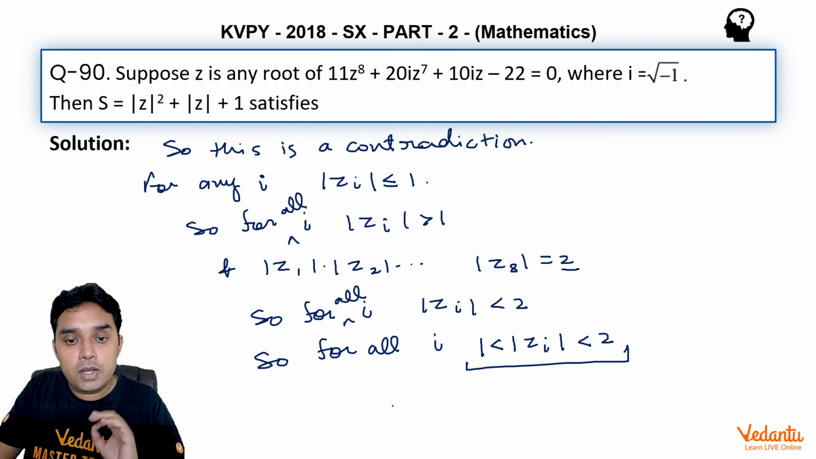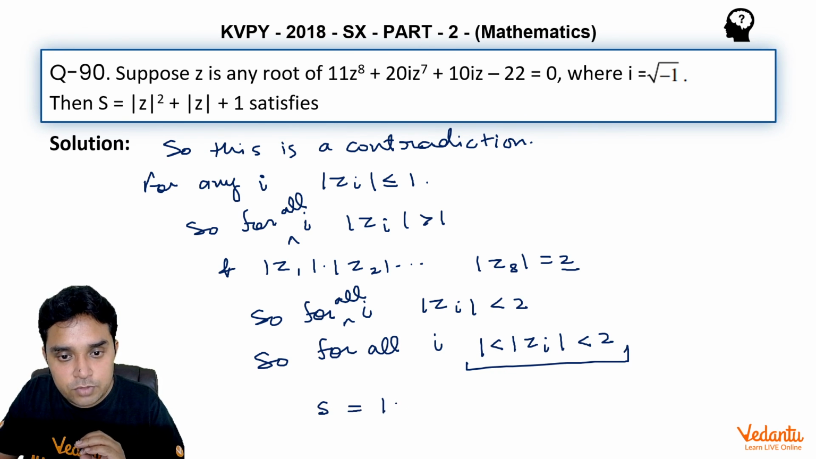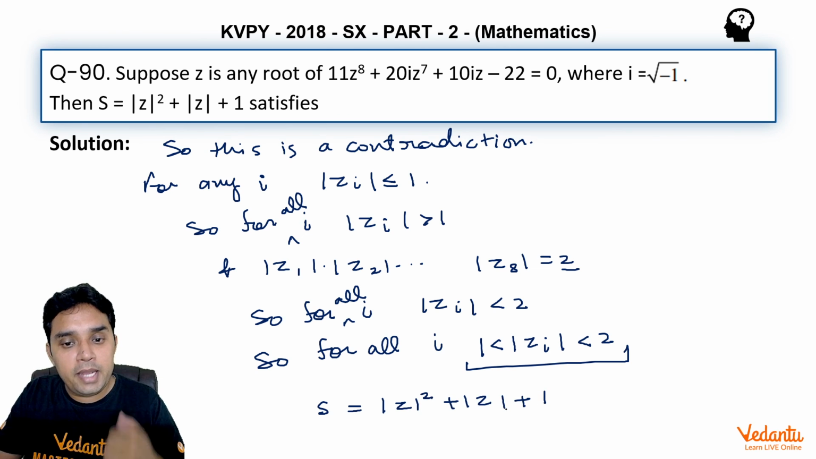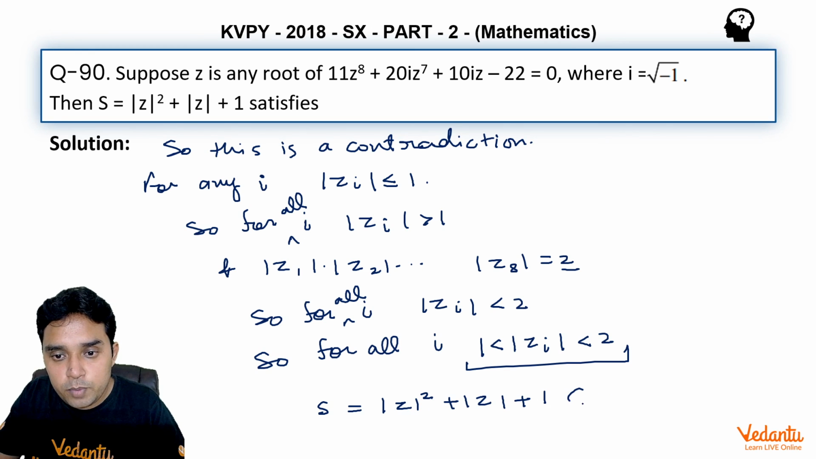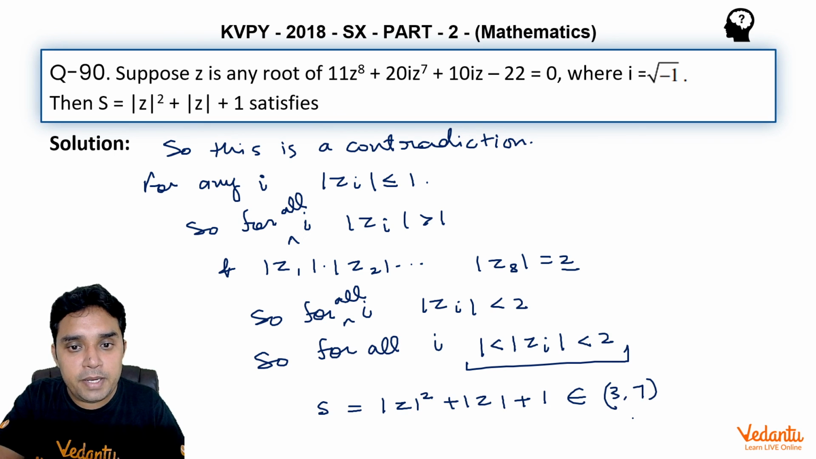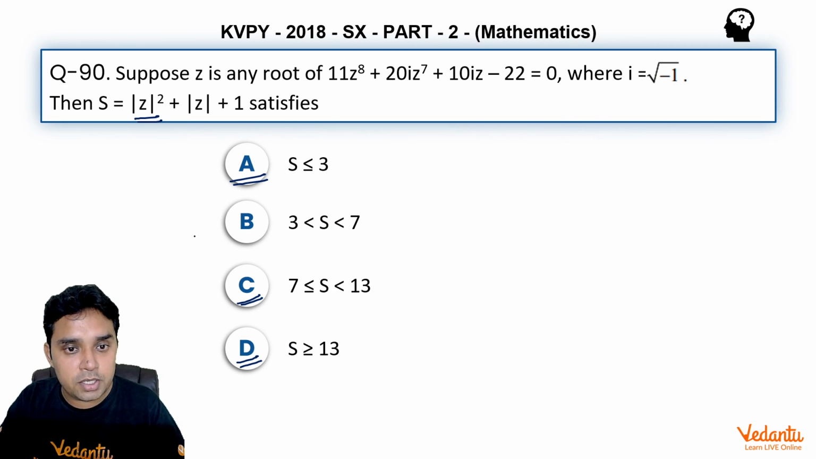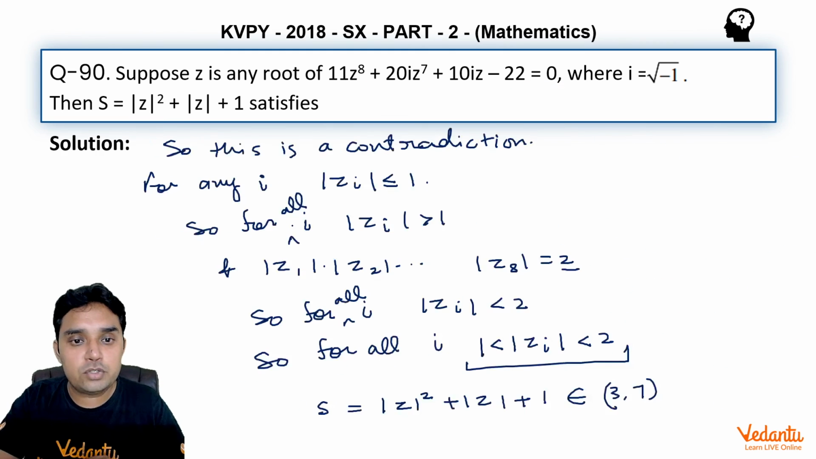And hence we can say that this S, which was |z|^2 + |z| + 1, for any value of z we take from z1 to z8, has to be from 3 to 7. So this completes our solution for this question, and now we can say B should be the answer.